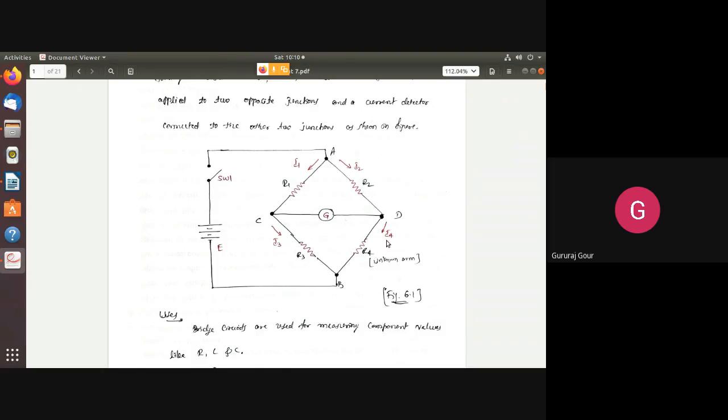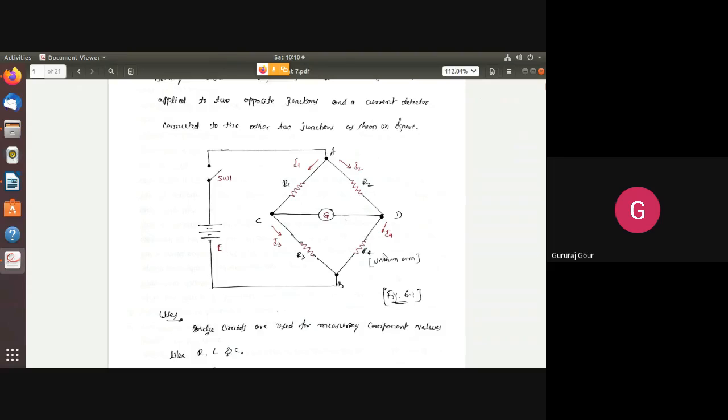Now you can see in this circuit diagram, four resistors R1, R2, R3 and R4, with R4 as unknown resistance, are connected. So when switch SW1 is closed, after calibrating the galvanometer, the main current in the circuit at point A is divided into I1 and I2. And similarly, I3 and I4 are the currents flowing through R3 and R4.